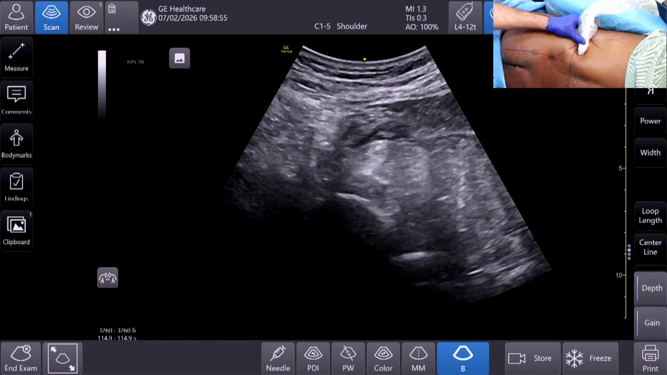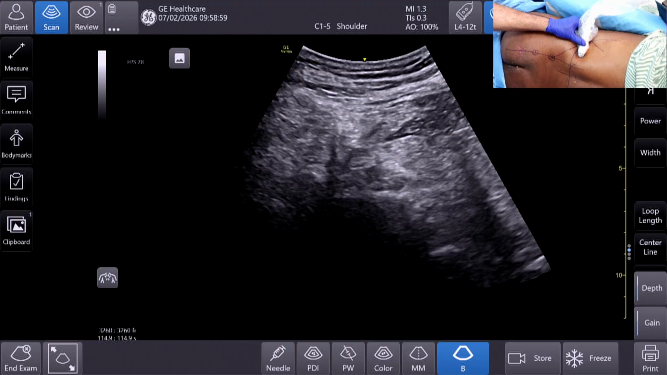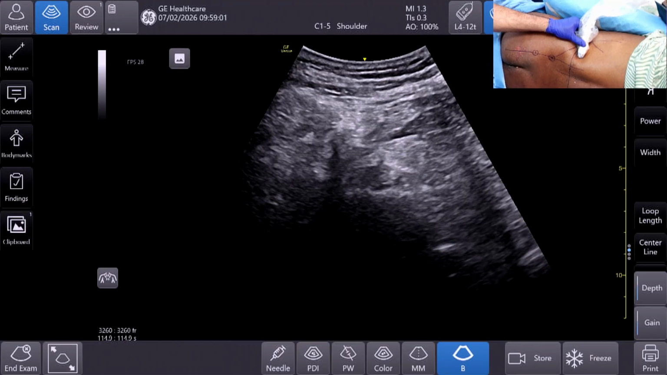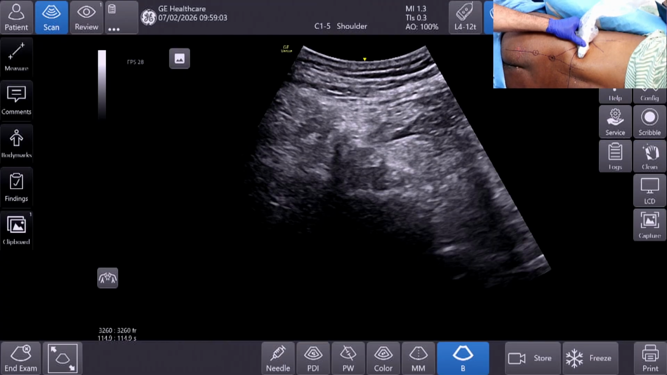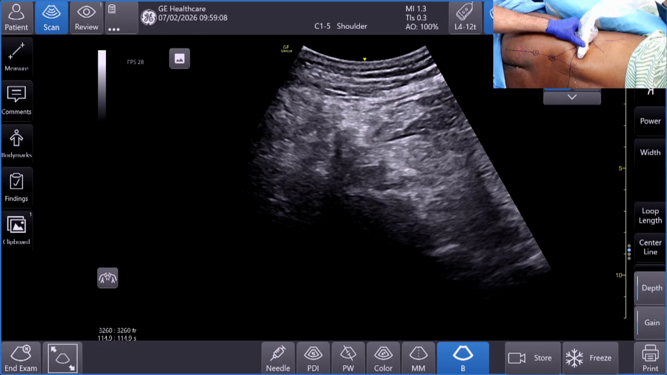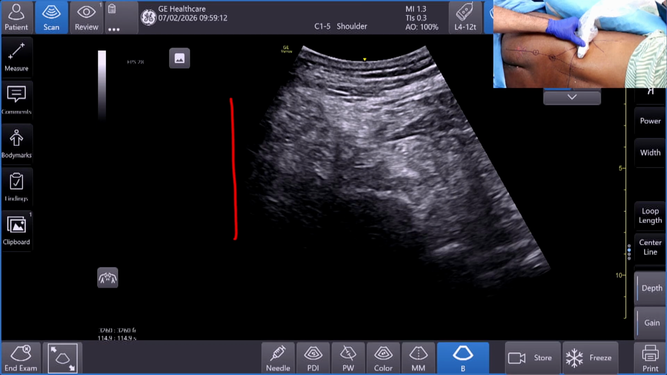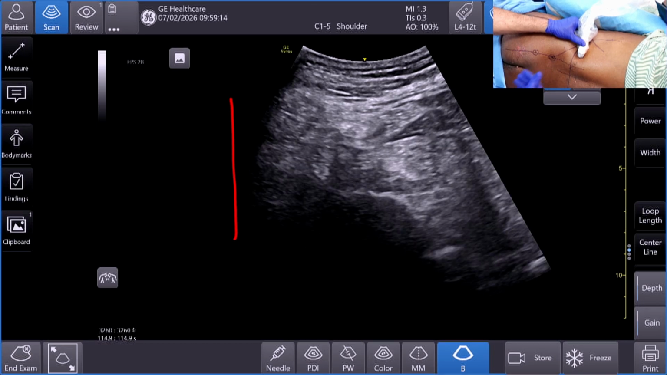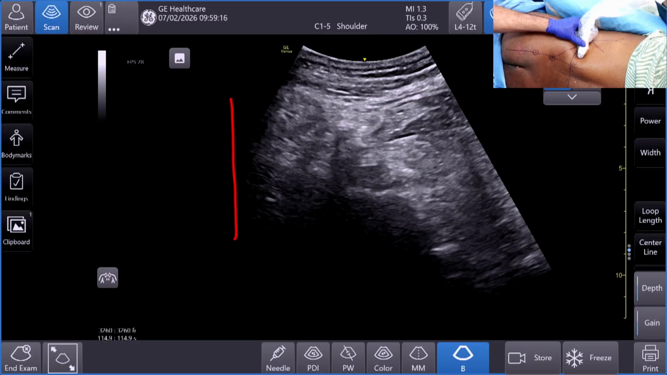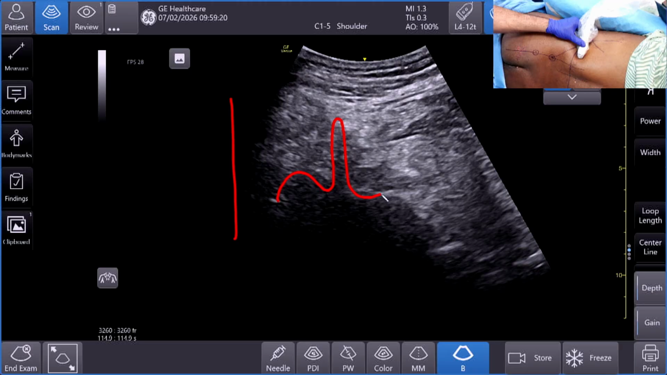So if you look at this, I will just try to locate the structures here in the paravertebral sonoanatomy. So this is the posterior part, the red line drawn, and this is towards me. And from here you can see the articular process, the transverse process, and the vertebral body.